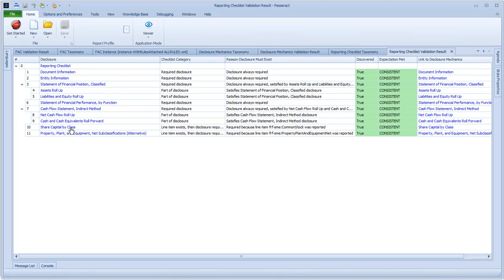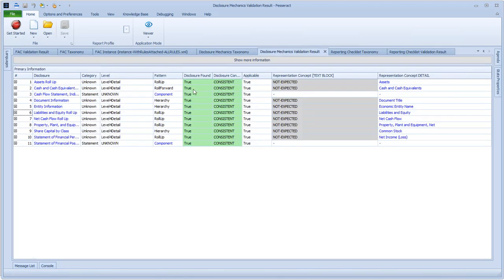This share capital by class disclosure is required because the line item common stock was reported. Same thing with this disclosure. The property, plant, and equipment subclassifications are required because property, plant, and equipment was reported on the balance sheet. So again, what's happening is that the entire report is being watched over by these rules, and the report satisfies all these disclosure rules.